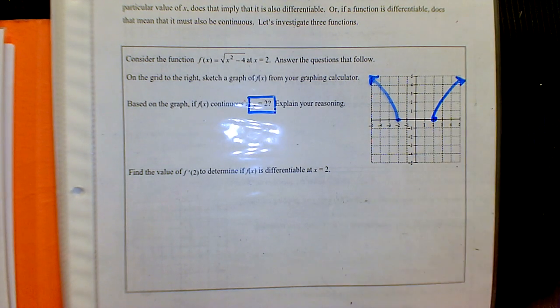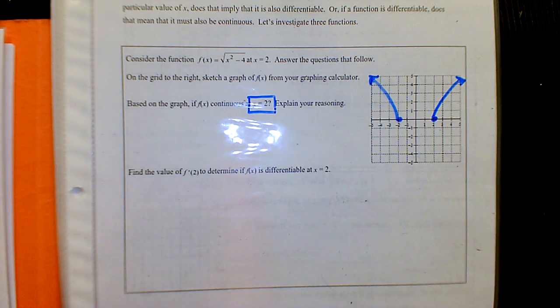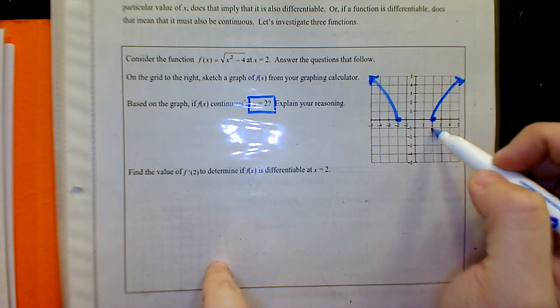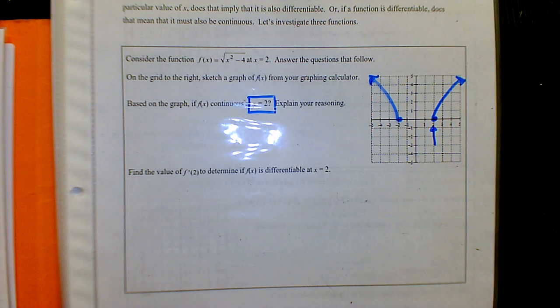So right there, you can think about no holes, no jumps, no asymptotes, because graphically speaking, we have the picture. Or you can think about, does the point and the limit match? In terms of those three rules. So, what do you guys want to classify? Are we continuous at 2? Yes or no, and then we'll talk about a reasoning.